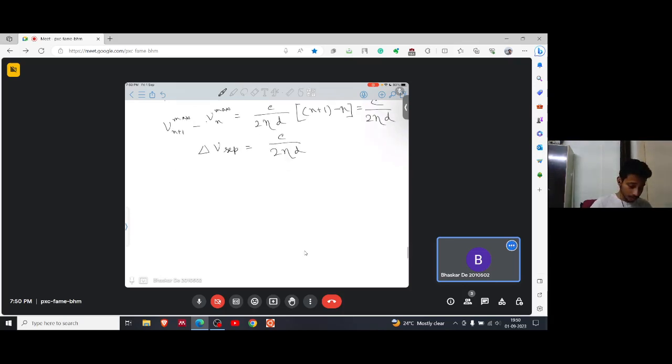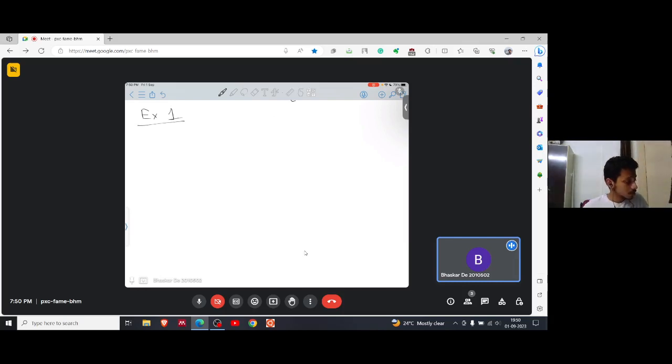Now let's see some examples. The first example is: determine the frequency difference between successive maxima for a Fabry-Perot interferometer in which the mirrors are separated by 0.01 meter. So the separation is 0.01 meter and we have to calculate the delta nu.